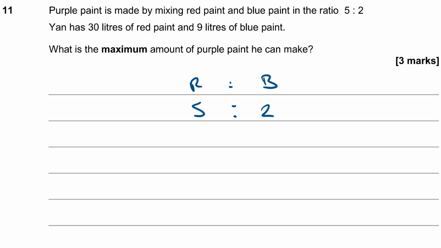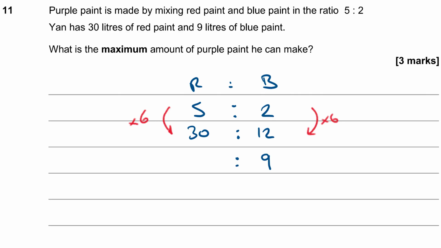Okay, so if I increase the amount of red paint required from 5 to 30, I would be multiplying through this ratio by a factor of 6. So I'd have to do the same this side, which means for 30 litres of red paint I would require 12 litres of blue paint, but I don't have 12 litres of blue paint. I've only got 9, so that is not possible. So the best I'm going to be able to do is to make blue equal to 9.